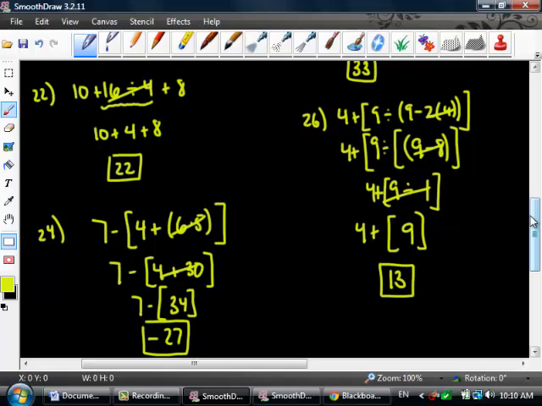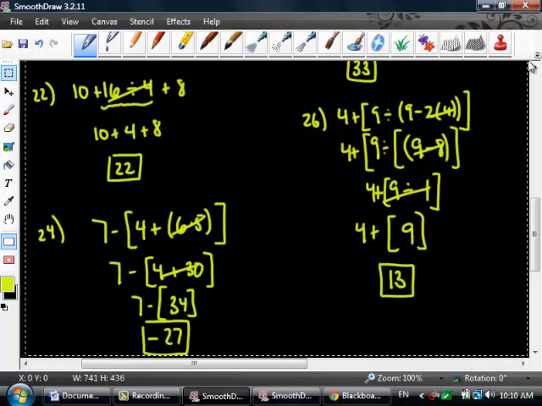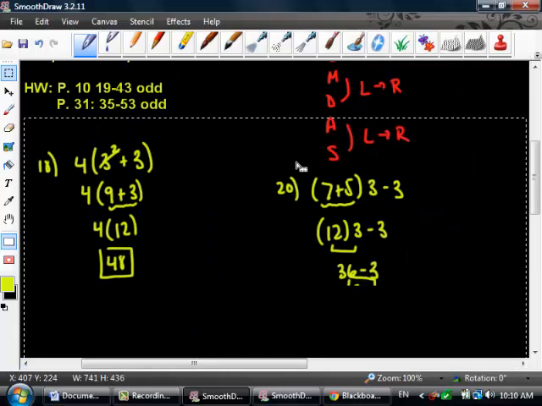Questions on anything from this section here? Pretty simple. Audrey, how you doing? Doing good? Is this pretty easy for you? Yeah? Cool. That's what I want to hear. If this is hard, I might be a little concerned.